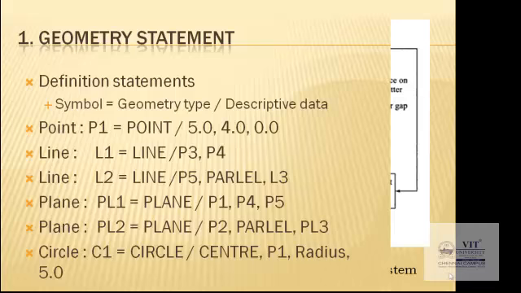And also this is a plane, generate a plane which is passing through 3 points, P1, P4 and P5. And this is plane 2 parallel to plane 3. Okay, C1, that is a circle with the center and radius. The center should be specified by means of a point, and you have to specify the radius. So these are some of the geometry commands. Based on that, you can generate the geometry.